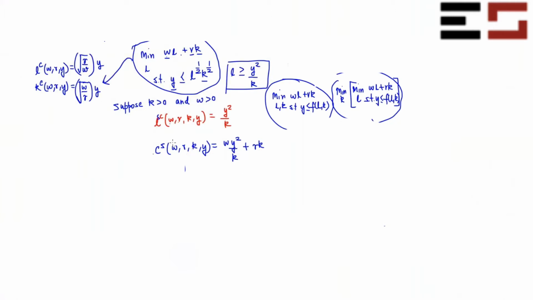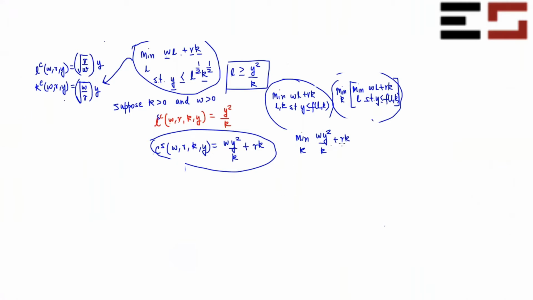Now what I'm going to do is solve this short run problem with respect to capital, and I'll show that I'll get exactly the same thing. Okay, because that's my objective, right? I want to minimize short run cost, which is wy squared by K plus rK with respect to capital. Because that's the short run cost associated with this production function, right? So I'm going to minimize the short run cost with respect to capital and check whether I get this or not.